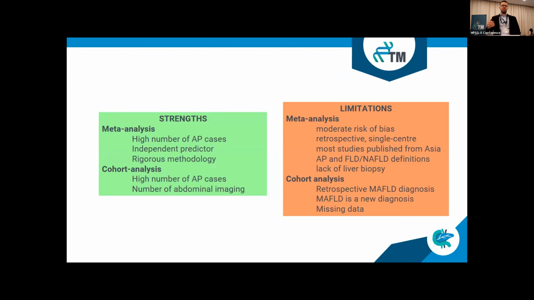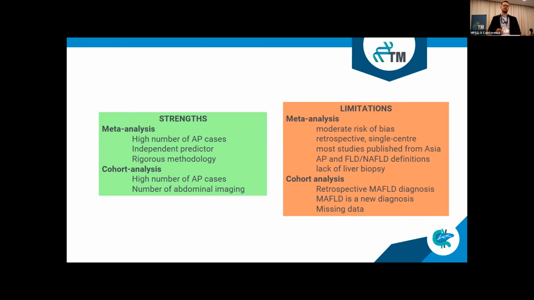If I'm summarizing both studies, I would start with the strengths. I think in the meta-analysis, we managed to include a high number of acute pancreatitis cases. We also managed to prove that fatty liver disease is an independent predictor for a worse outcome in acute pancreatitis. And we used a very rigorous methodology. In the cohort analysis, we also included a high number of patients, and luckily, most of the patients had multiple abdominal imaging, not only ultrasound but CT as well. Because of that, the steatosis was quite clearly diagnosed in these patients.